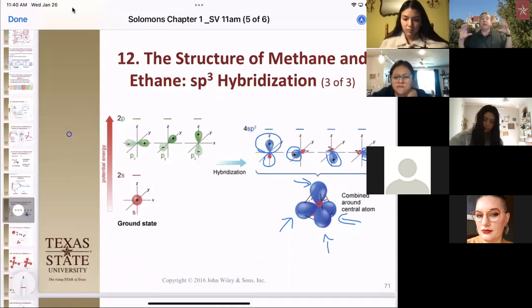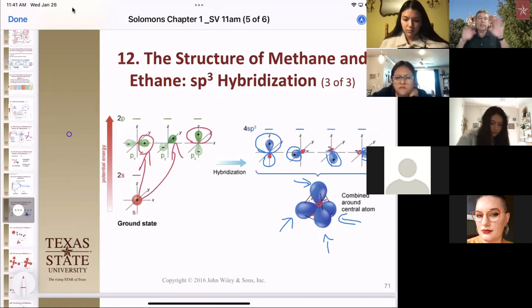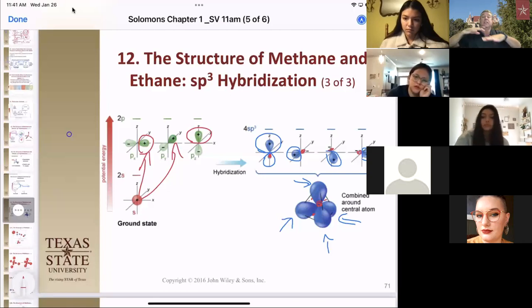Okay, so we have a big side that has S and P character. So it's a dumbbell, but it has more S in it. And these aren't charges, they're just sides of the orbital. So that's how we get it to go from an S orbital and 3 P orbitals to 4 equal orbitals, and it has both s and p character.